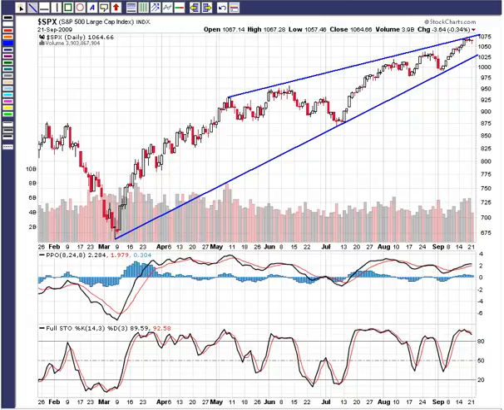We're going to be looking at a couple different charts. We're going to start with the S&P 500, large caps, and the daily chart, and we're gonna do a couple of other charts.